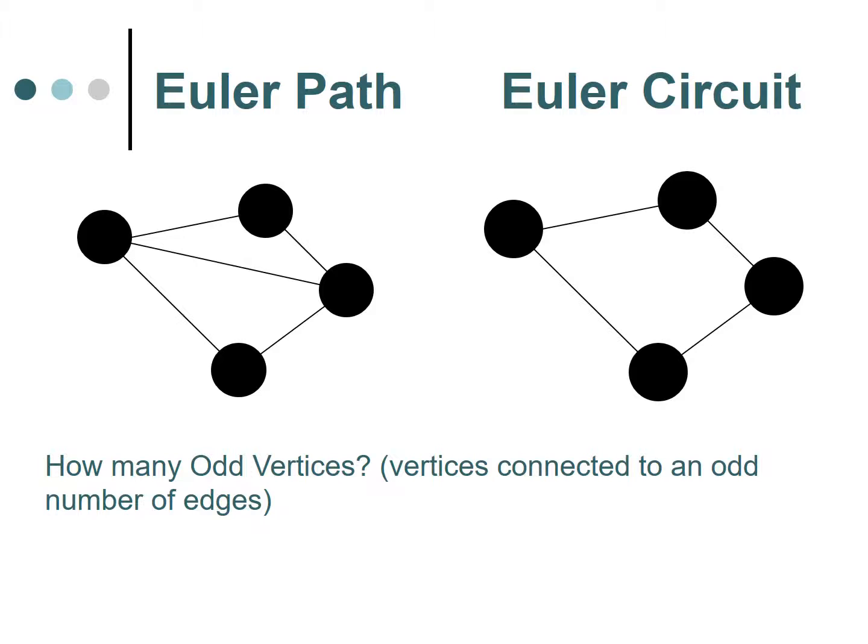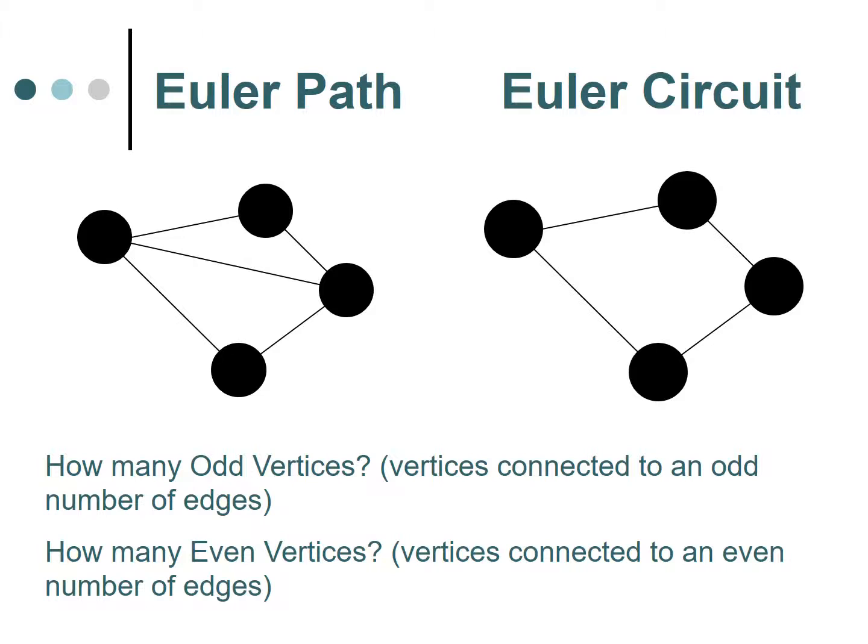vertice. On the Euler circuit, when we look at it, we realize also that all of them have 2 lines that go into them. So all 4 of them are even. So again, an odd vertice has an odd number of lines that go into it, and an even vertice has an even number of lines that go into it, so it is even.